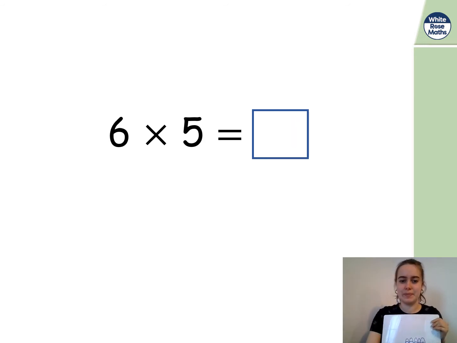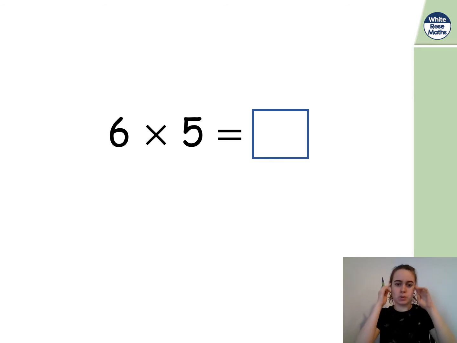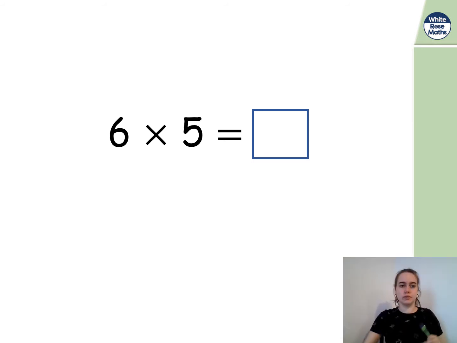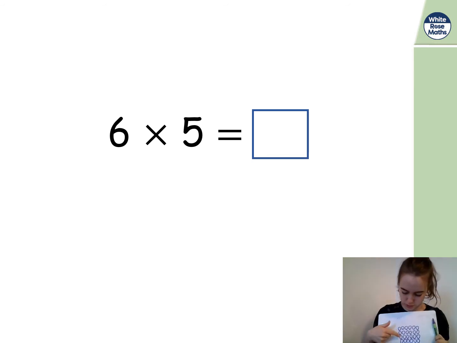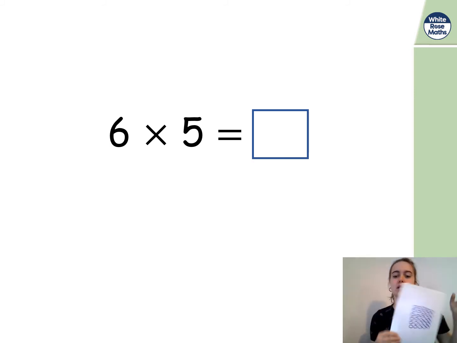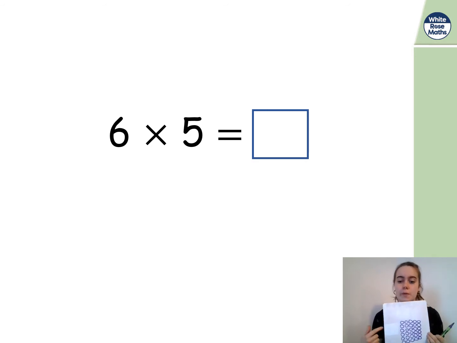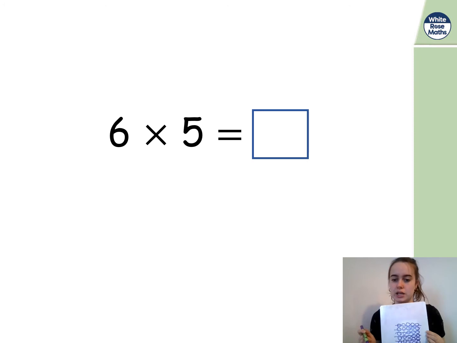10. Now this time 6 groups of 5, or 6 multiplied by 5. I'm going to pause my video. Okay, there you go. I have drawn my 6 groups of 5. So this way I've got 1, 2, 3, 4, 5 groups of 6. This way I've got 1, 2, 3, 4, 5, 6 groups of 5. And if I was to count that up, which I can do right now in 5s, I've got 5, 10, 15, 20, 25, 30.